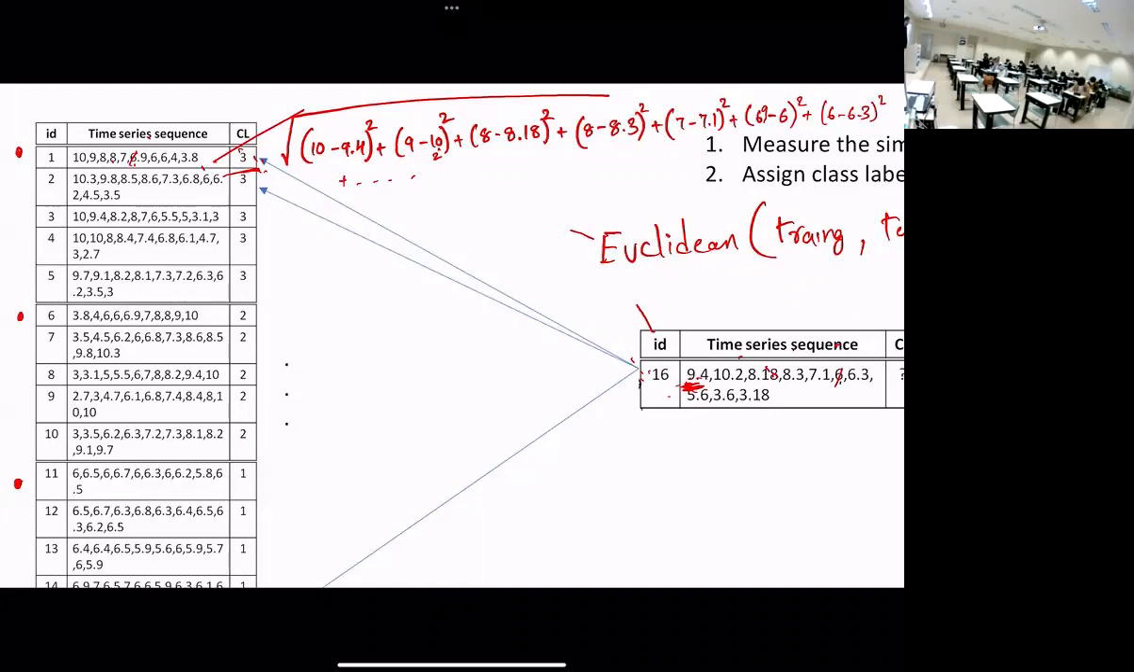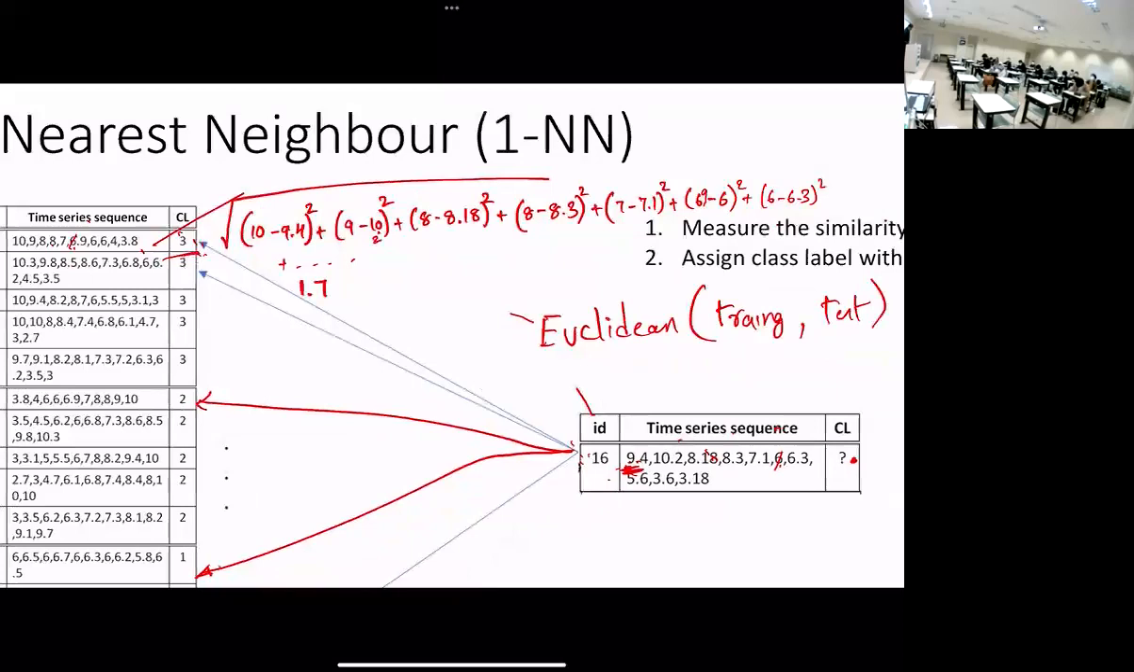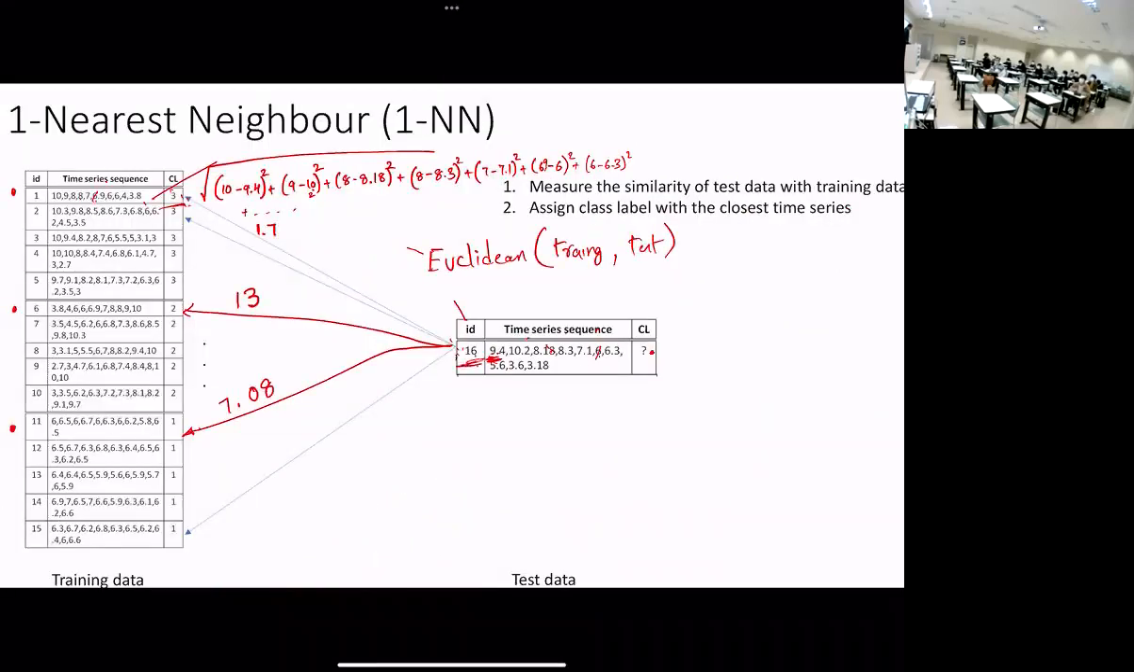1.7. Okay. Next for this one. Zero 8. So you can see that the test case is very close to the first case. So what is the class label now? 3. Okay. So this is called one nearest neighbor.